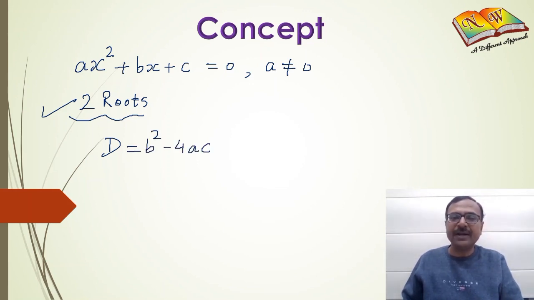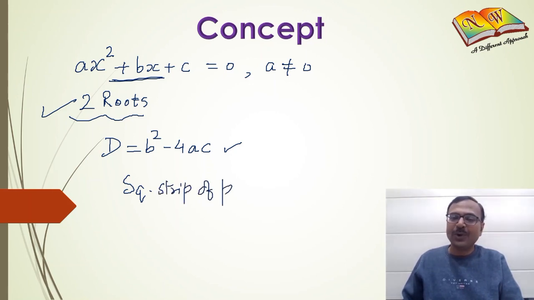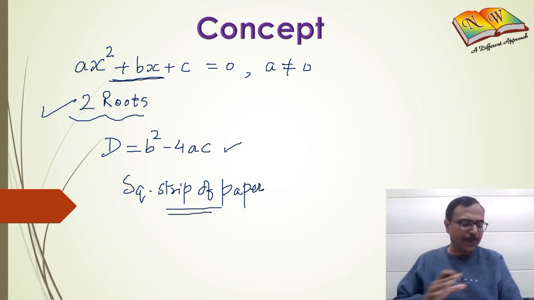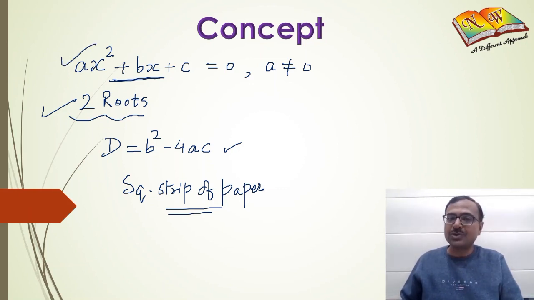We can actually find the two roots of any given quadratic equation where the roots are real by using a square strip of paper. Yes, a square strip of paper. And if you can divide this paper into a definite number of parts using some criteria which we will see in this activity, you can actually find the roots or the real roots of a quadratic equation.